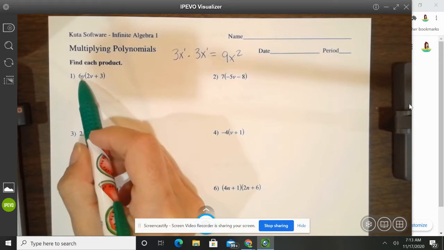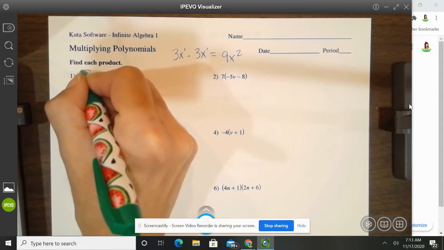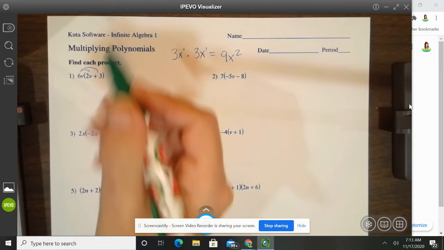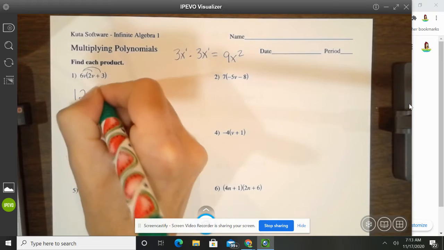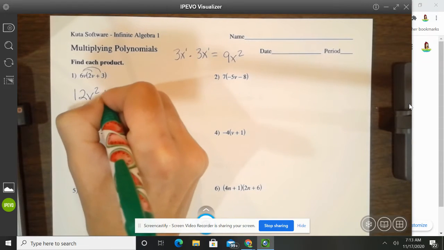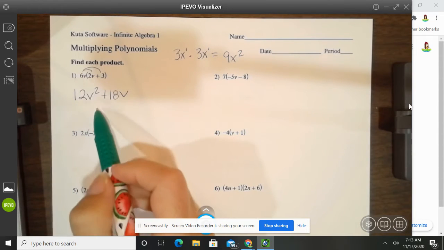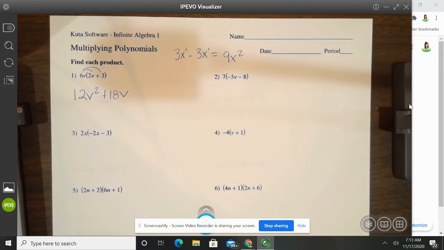So this is a monomial times a binomial. Binomial means 2 terms. So we're distributing. 6v times 2v, that is 12v to the second power. And then 6v times 3, that is 18v. Notice that there are 2 v's here, so now there's 2. There's 1 here, then there's 1 here. That's all we're going to do here.